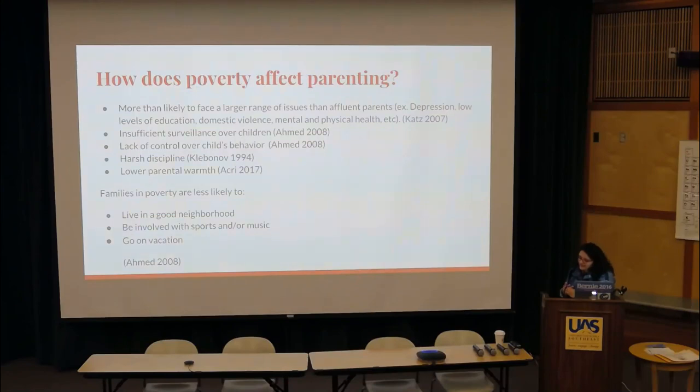If they can't control the child's behavior, then they kind of go for harsh discipline because they probably don't know exactly how to discipline their kids since they have other issues going on. So that could be spanking, slapping, hitting, or some type of verbal abuse. There's also lower parental warmth, meaning that the children aren't receiving as much support and care from their parents.